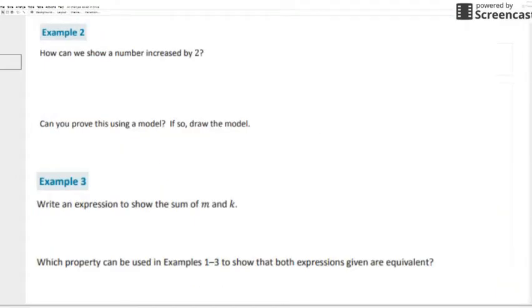So now it says, how can we show a number, this is called a variable, simply a number we don't know, increased by 2? Well, this is how we show it. We're going to take a box again. This is a number we don't know. Some people like to make it larger than others. It really doesn't matter, but this is simply a number that we do not know.